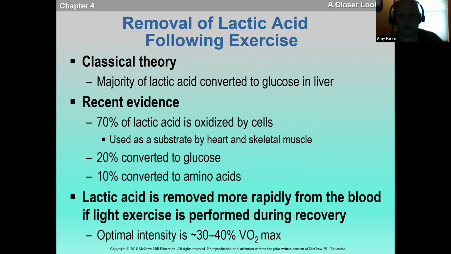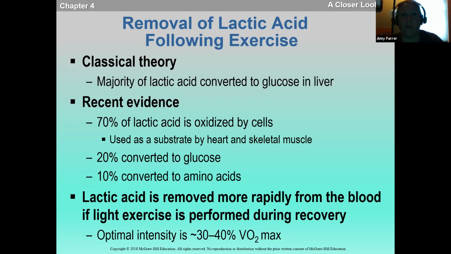So we have a little closer look here. Let's talk about lactic acid. They had thought originally that the majority of the lactic acid was converted to glucose in the liver. Recently, they're looking at the evidence saying 70% of the lactic acid is oxidized by the cells. So the heart and skeletal muscles will actually just use it as a substrate. And 20% is going to convert back to glucose, and 10% back to amino acids.